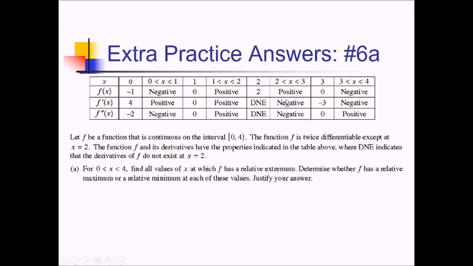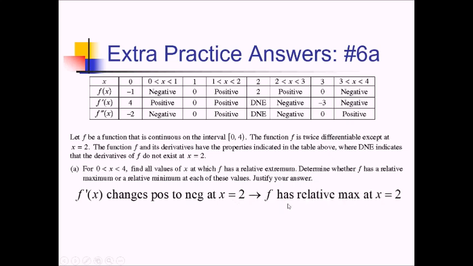We're changing positive to negative there. There's no other sign changes that they're telling us about. So because we're changing from positive to negative at x equals 2, because f prime is changing there, and we know that f actually exists there, so this DNE isn't coming from f not existing. Since f prime changes positive to negative at x equals 2, that tells us that f has a relative max at x equals 2. And that's it.